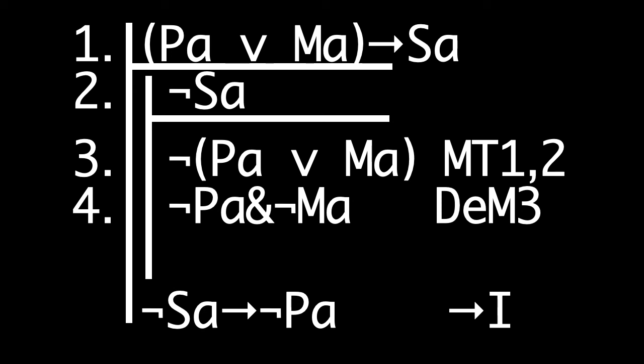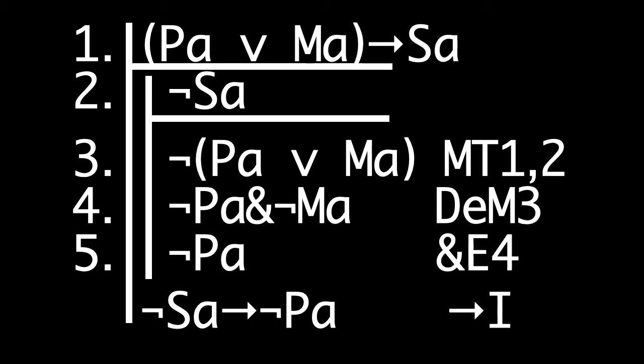Now, remember, we want to end up with not PA, and we can get that now by and elimination applied to line 4. So that's what we wanted in this subproof, so we can close the subproof and fill out the last line. It turns out it's line 6, and the conditional introduction is applied to lines 2 through 5. This is just the kind of proof that we might have done in SL, but it's in QL.